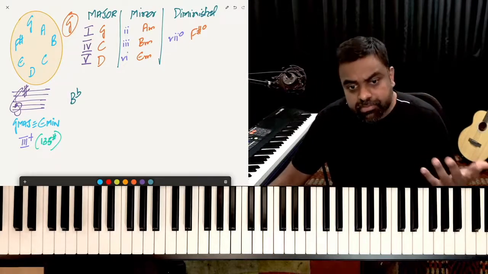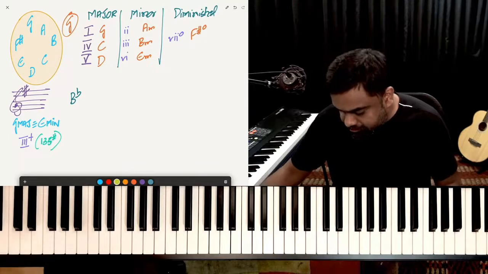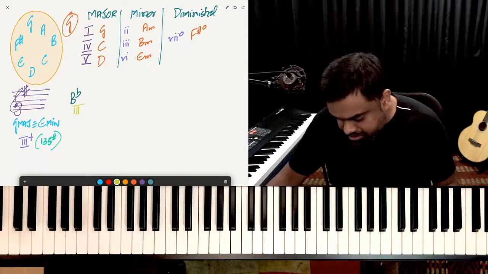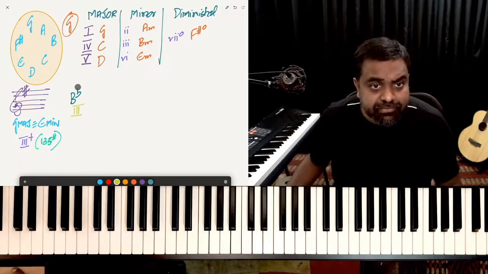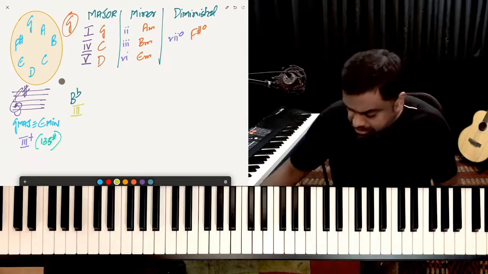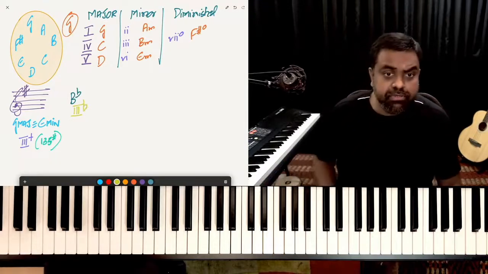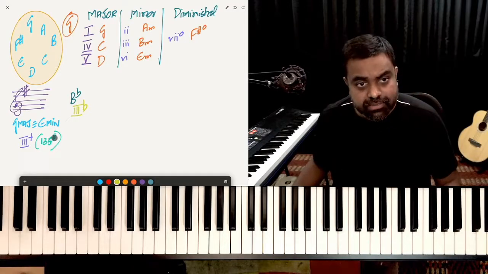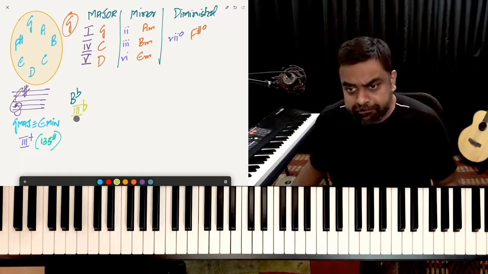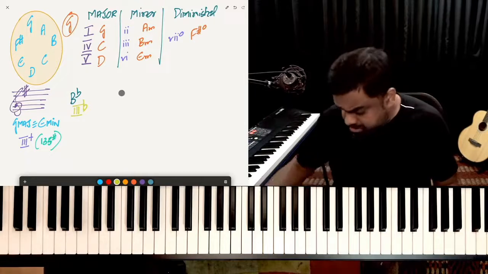So let's say, now what do we call this? The official way of calling this is it's a major chord, so capital 3, but then it is a flattened third. So we prefer to call this 3 flat, because with respect to the tonic, with respect to G, this is the 3 flat. So you may want to use this.